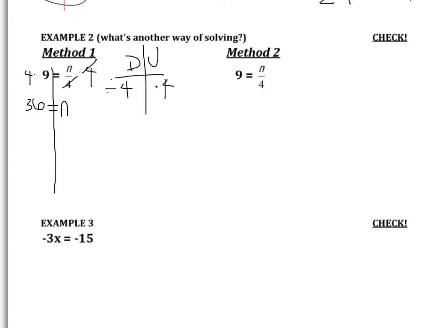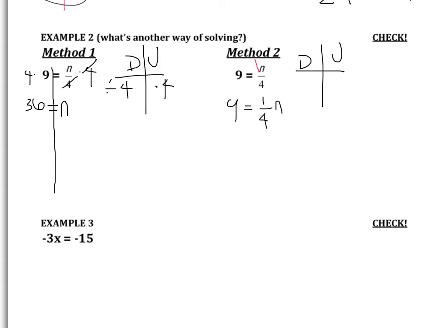Now let's try method number 2. I'm going to make my do and my undo box. This time, I'm going to pull a fraction out. Remember that when we see a variable by itself, there's a hidden 1 right here. So I'm going to draw in my hidden 1 and pull the fraction out of there. So instead of having 9 equals n over 4, I'm going to have 9 equals 1/4 n.